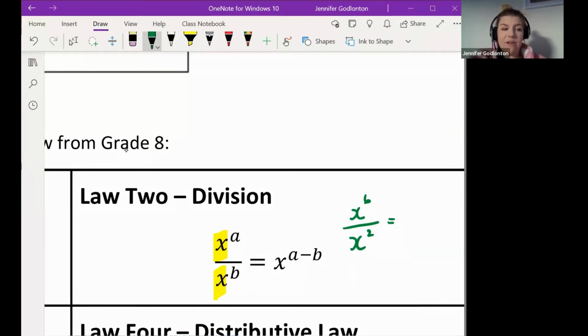My power is definitely going to be 4. My base stays as x, and then I say 6 minus 2, which gives me x to the power of 4. All right, cool.